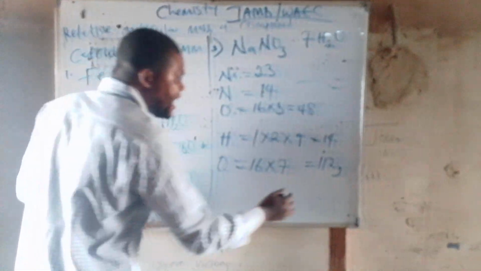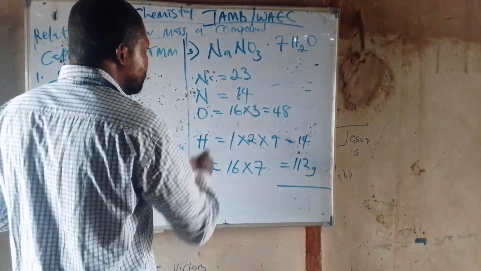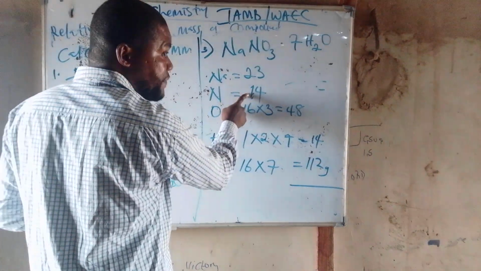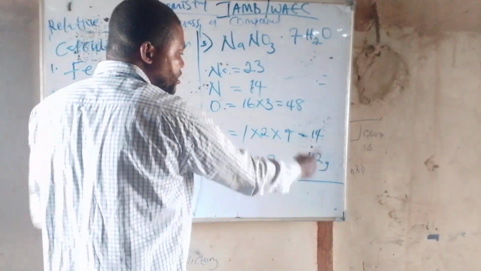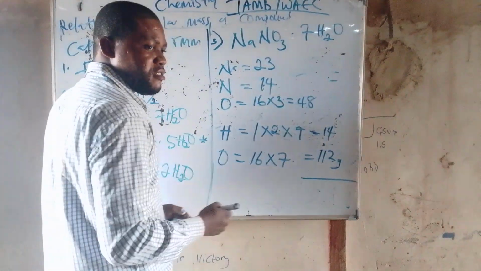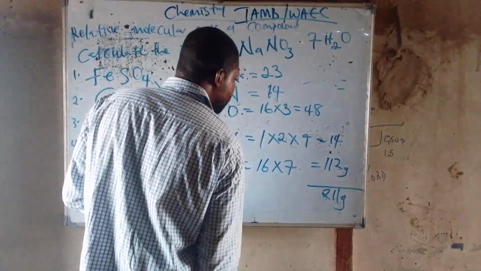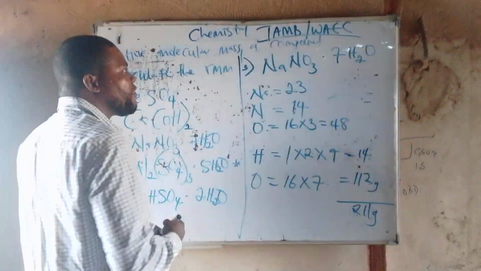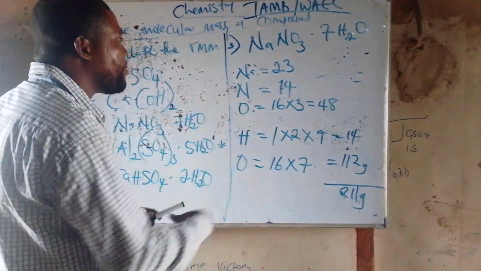So now, if I add all these things, I will total all of them. 23 plus 14 plus 48 plus 14 plus 112. What should that give us now? 211 grams total.